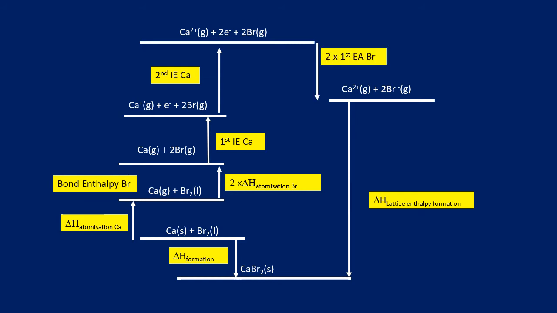The final thing I'm going to do is the first electron affinity of bromine, but notice how it's 2 times the first electron affinity of bromine, because what I'm doing is adding 1 electron to each of the bromines. I'm adding 1 electron to one bromine and 1 electron to the other bromine. I am making 2 moles of bromide ions, so it's 2 times the first electron affinity.